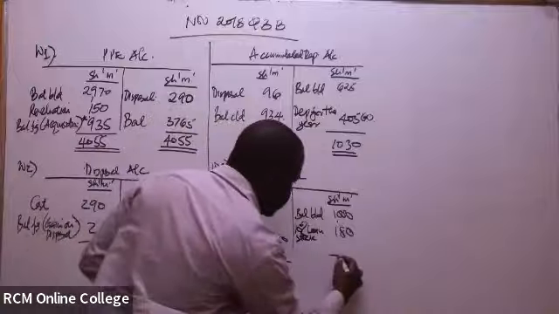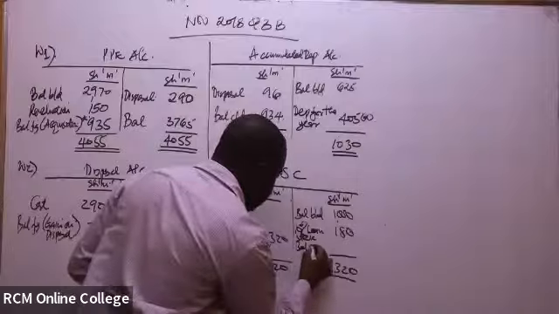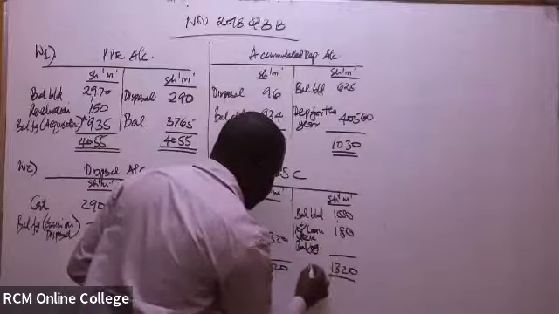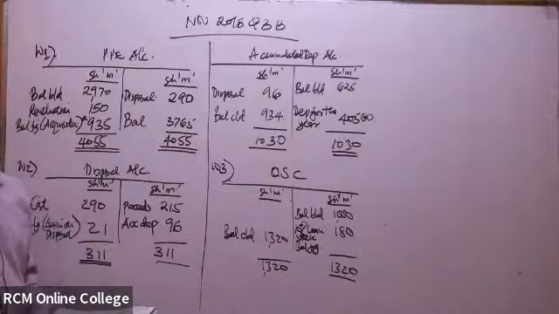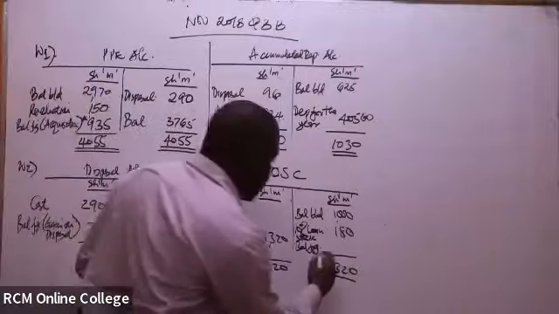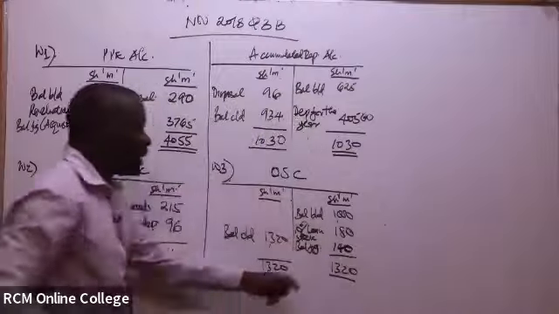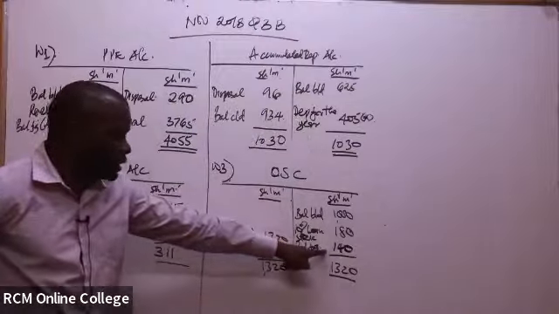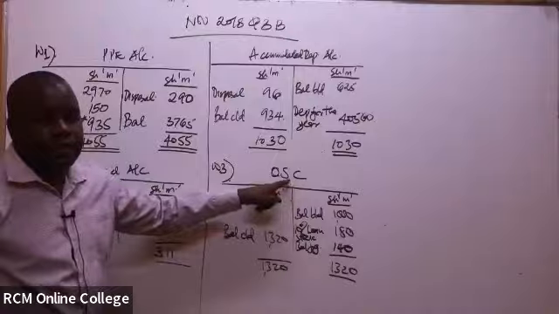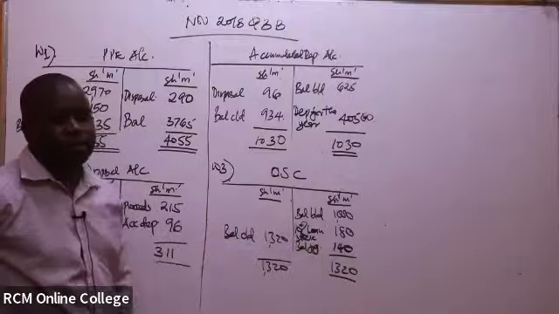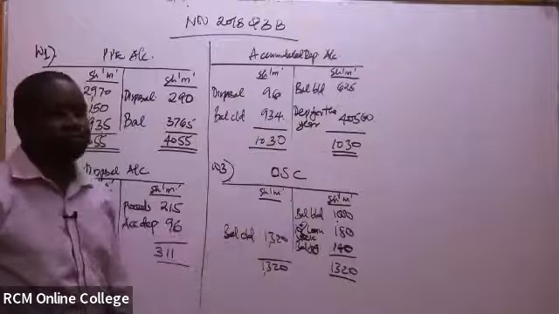So the total here is 1320. We have a balancing figure here of how much? 140. So this 140 is the extra cash they got in ordinary share capital. That balancing figure is the extra cash they got in terms of the ordinary share capital, so that by the end of the year, they had 1320.